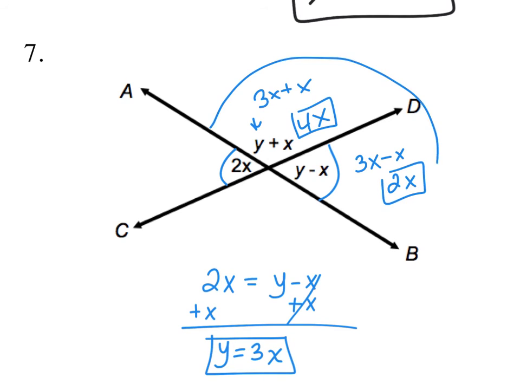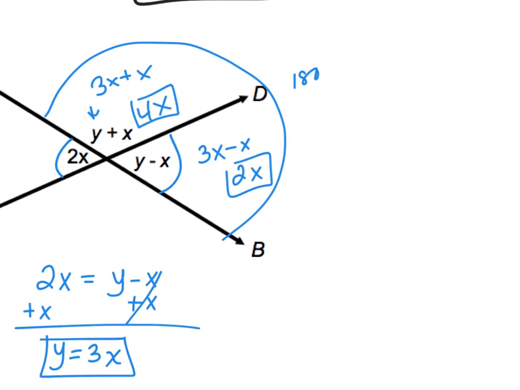I know that angles on the same line add up to 180. So I can do 4x plus 2x equals 180. 4x plus 2x is 6x. And then I divide by 6. So x is equal to 30.